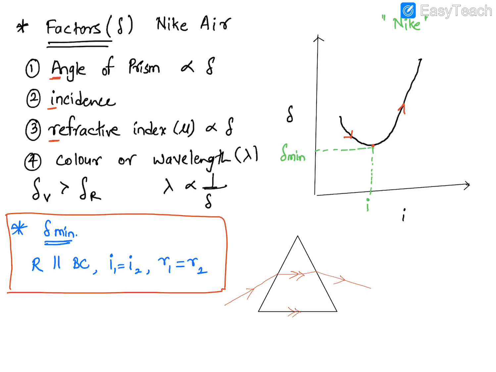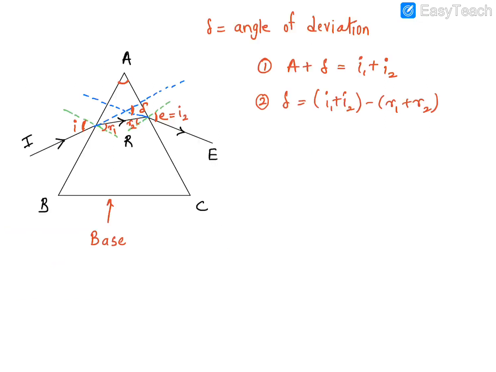What is the condition? When delta is minimum, not otherwise. Now see, just for your understanding, I'll give you some numbers just to make you understand all this better. Just one more thing, if I1 is equal to I2, what can you say about the delta at that time? It is minimum.